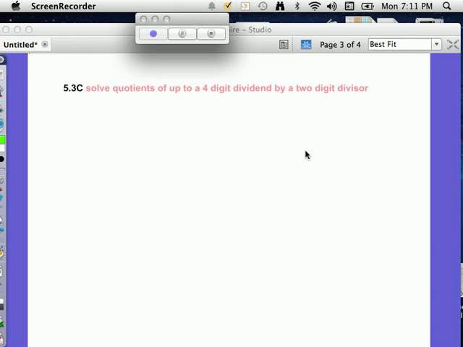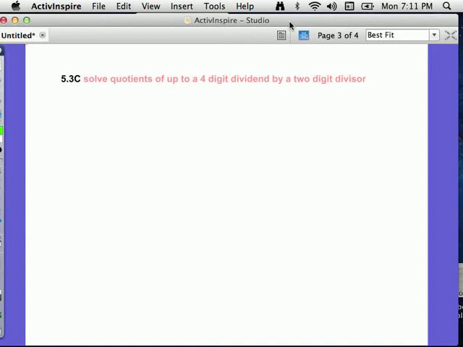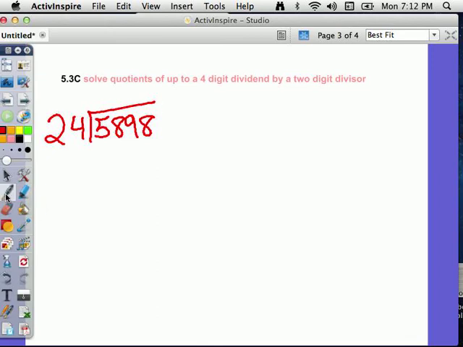Unit 1, Part 3 involves students being able to solve quotients of up to a 4-digit dividend by a 2-digit divisor. First, I want to take the time to discuss the vocabulary. We'll start with the problem 24 into 5,898. Okay, first I would like to label the vocabulary.